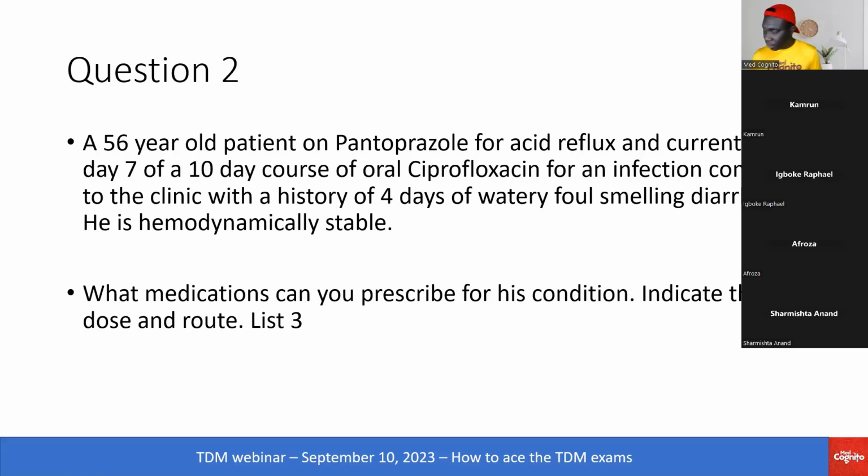Let's go. What medications can you prescribe for his condition? Indicate the dose and route. List three.